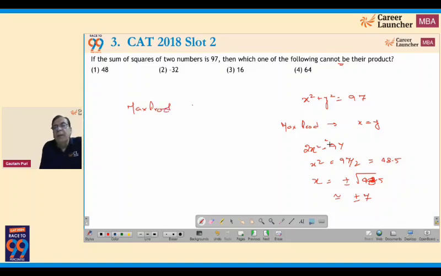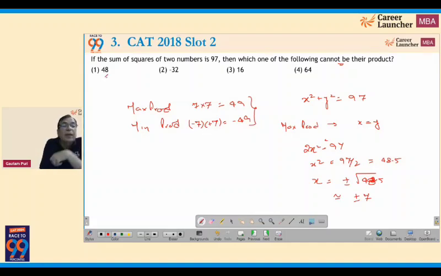Maximum product will be, because I have taken x equal to y, the maximum value is plus 7. So maximum product will be 7 into 7, which is 49. And what will be the minimum product? Minimum product will be minus 7 into plus 7, which is minus 49. So my answer has to lie between plus and minus 49.